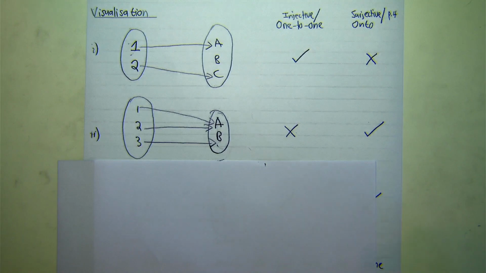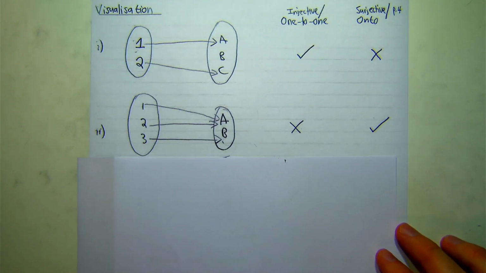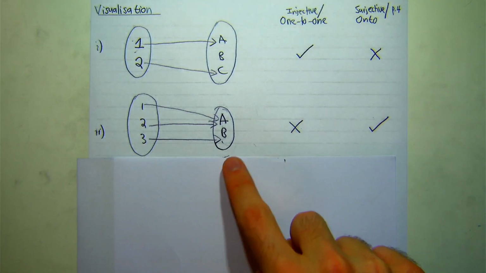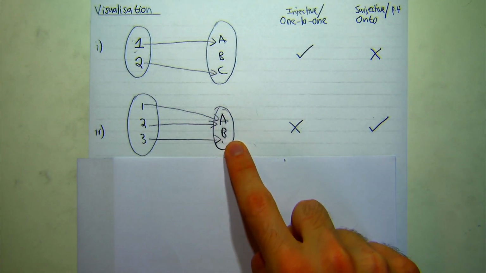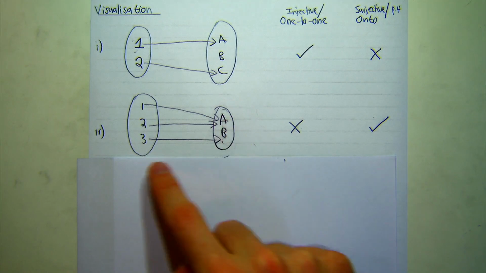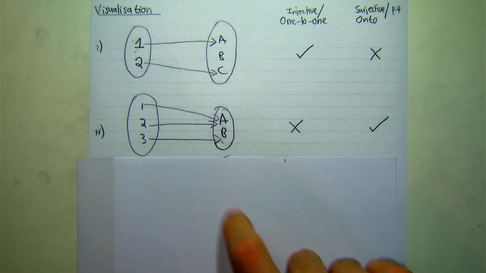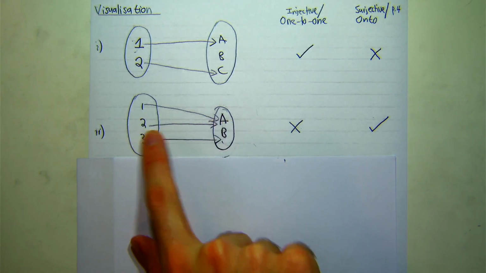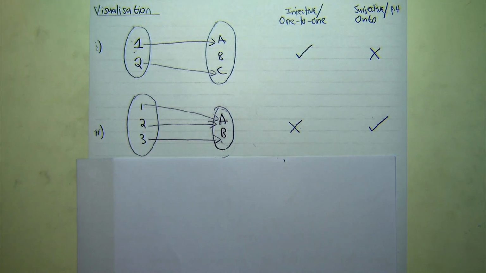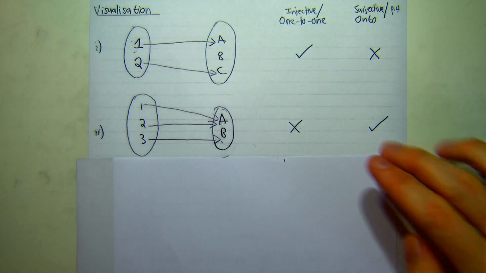Okay, next we have an example of something that is not one-to-one, not injective, but it is surjective. So it's surjective because everything in this set is being hit. A is being hit by 1 and 2, B is being hit by 3, and there's no element that's not being hit by anything. However, it's not injective because f of 1 is A, f of 2 is A, but 1 and 2 is clearly not the same thing.